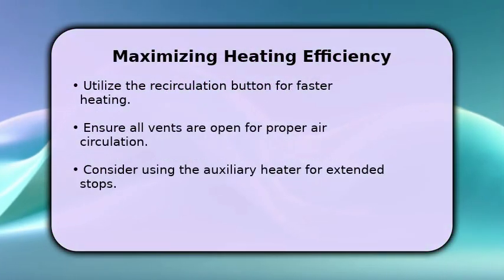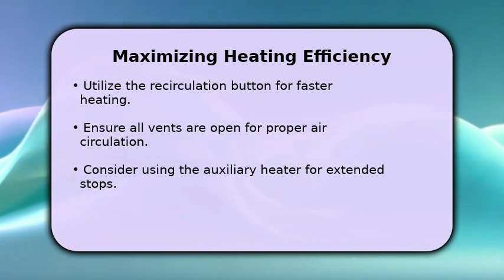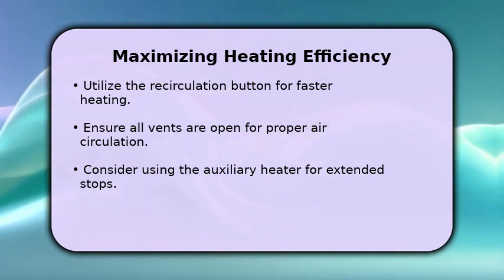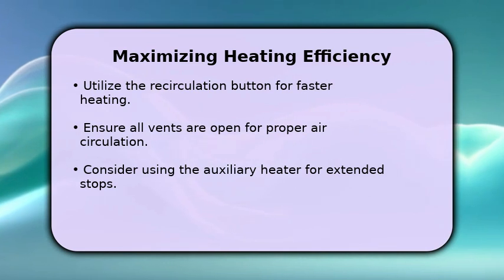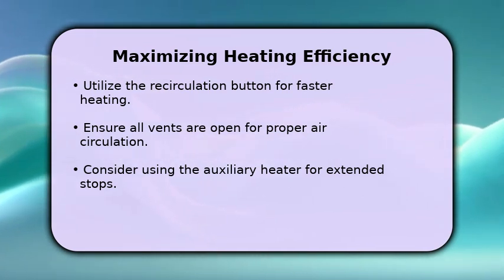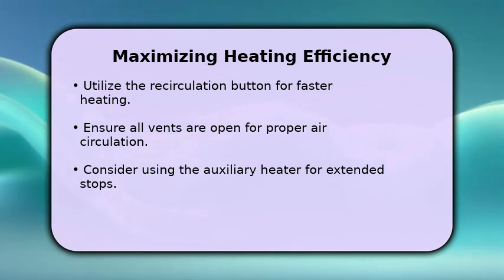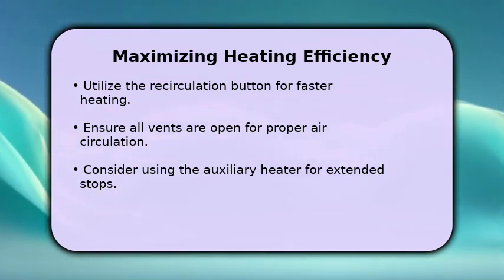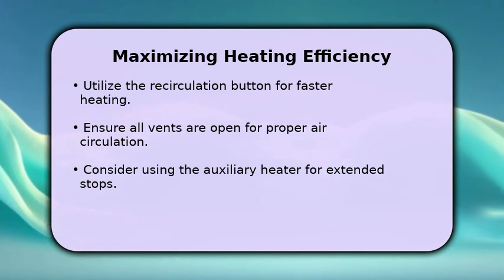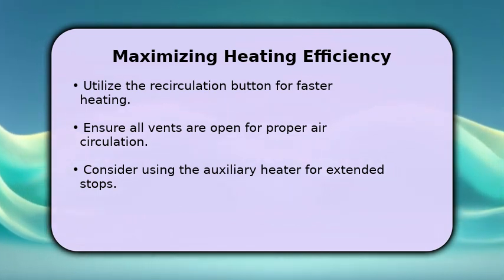For maximum heating efficiency, you might use the recirculation button, which helps warm the cabin more quickly by reusing interior air. Always ensure your vents are open and not blocked for proper airflow. If your truck has an auxiliary heater, it's great for maintaining warmth during longer stops without idling the main engine.